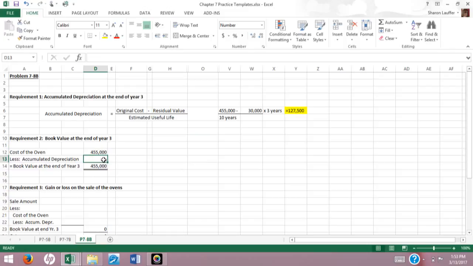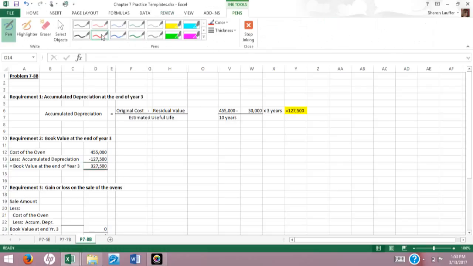Less your accumulated depreciation, and this actually comes from requirement 1. So we calculated the accumulated depreciation already in requirement 1 that we've taken. So in this case, we are going to subtract out the amount that we got in requirement 1. Oops, that should be a minus. Gives us a book value at the end of year 3 of $327,500. So I'm just going to make note of this. That goes there.